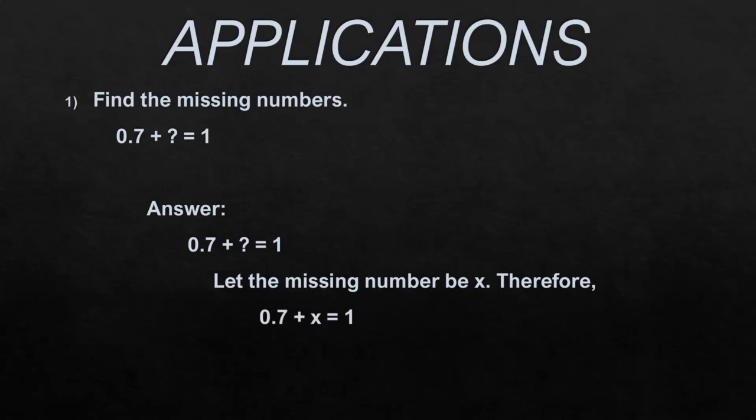Therefore, I just changed the number sentence as 0.7 plus x is equal to 1. Then what is the next one? x is equal to 1 minus 0.7. So you will be getting, just see, 1 minus 0.7 gives you 0.3. So the value is 0.3. Whenever you add 0.3 with 0.7, you will be getting the total 1.